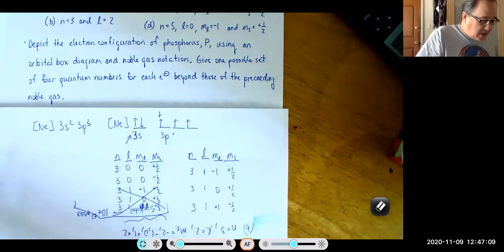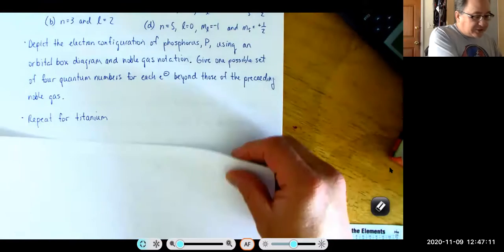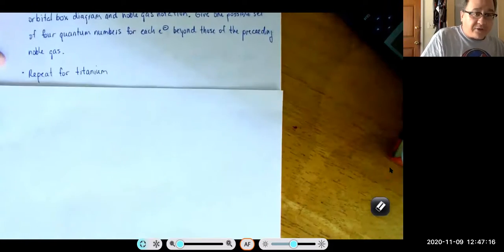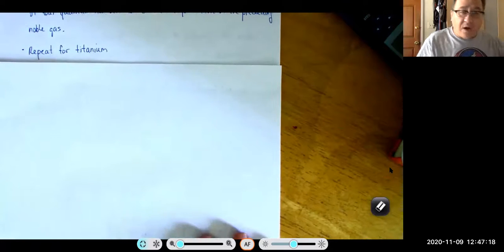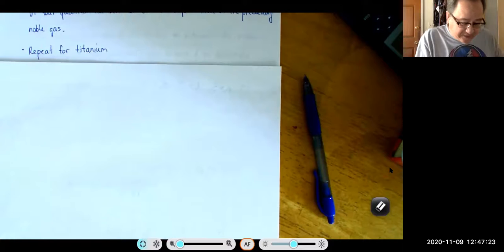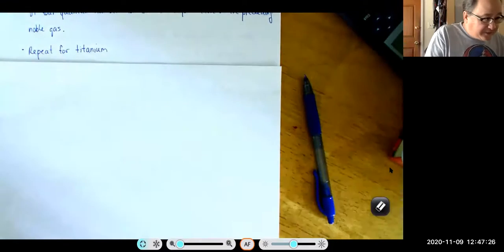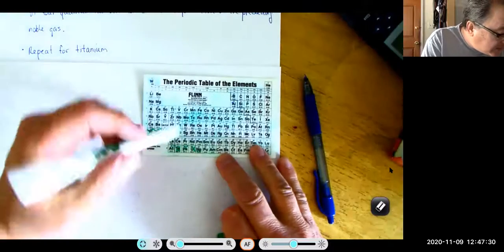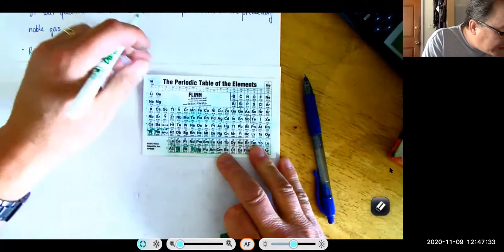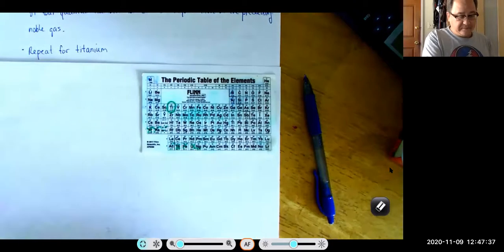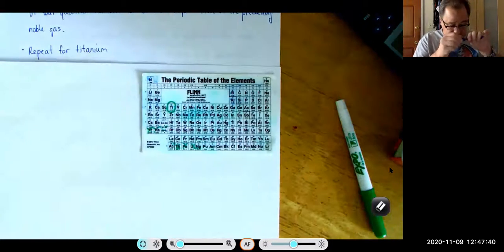Okay, moving along then. Do the same thing for titanium. Write the orbital box notation, then write a set of quantum numbers for each electron beyond the noble gas. So titanium is right there. Give me a thumbs up when you're done.